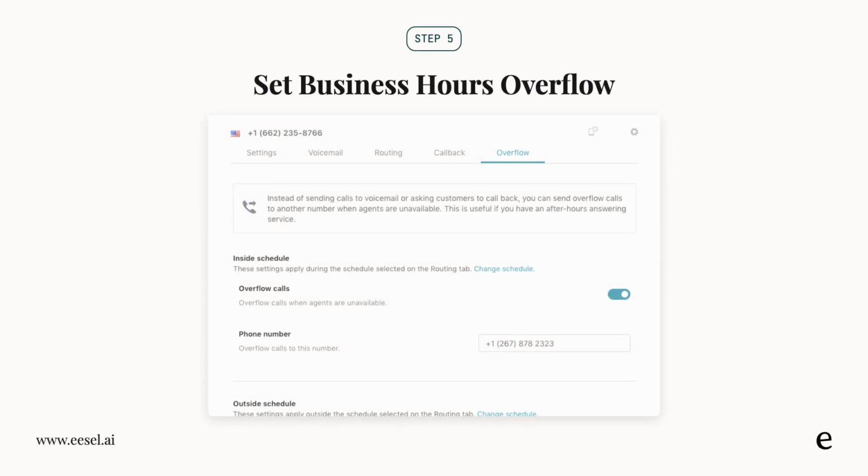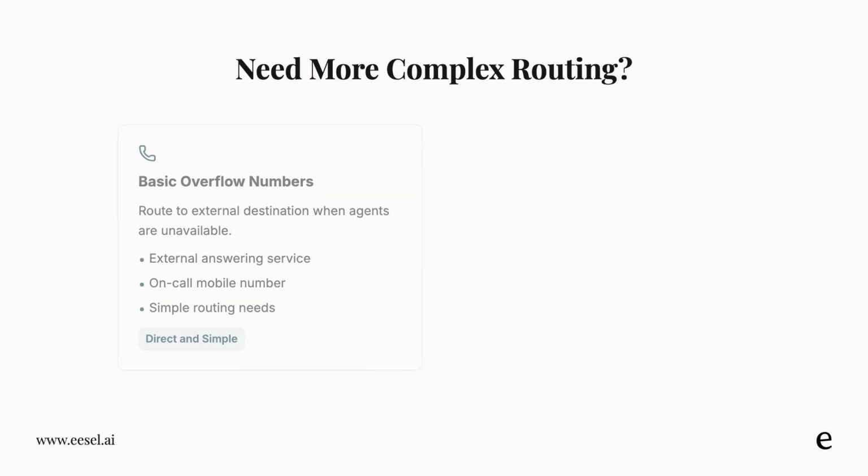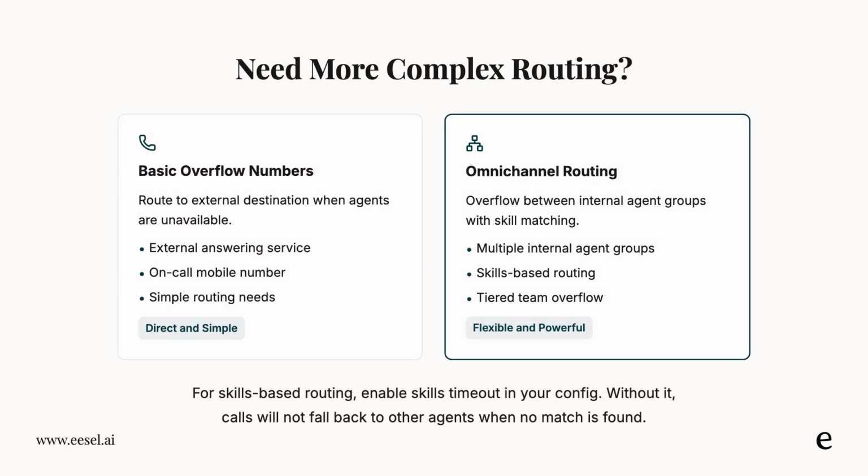If your team runs on a schedule, you can set different overflow numbers for business hours and after hours. Set your Routing tab to business hours, then configure inside and outside schedule overflow numbers separately. This is ideal for routing after-hours calls to an on-call mobile or a weekend answering service. Basic overflow numbers work great for simple scenarios like routing to an external answering service.